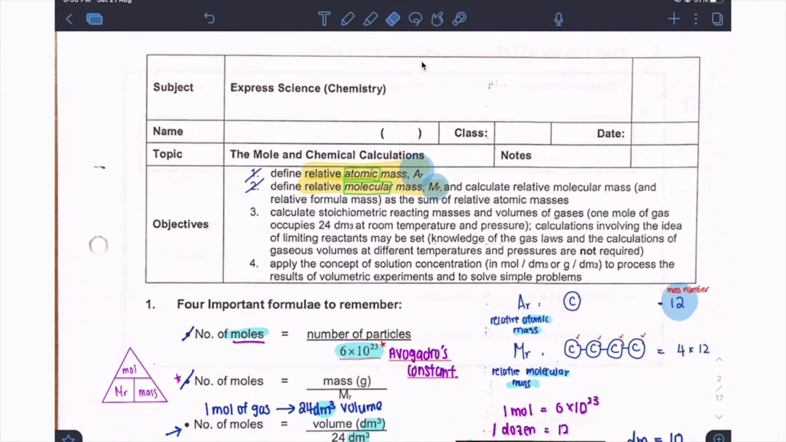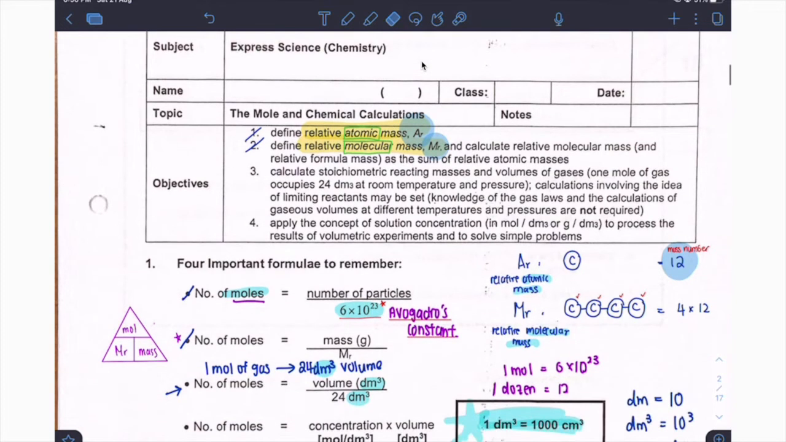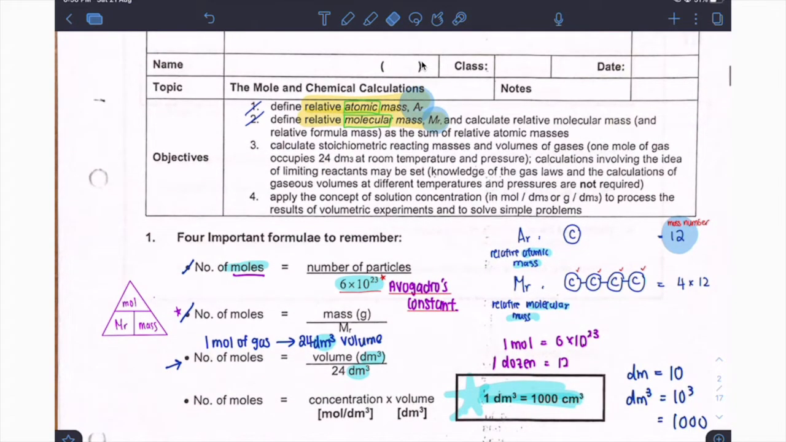Now, we have actually made a lot of headway in this chapter, but in case you forget, I'm going to do a little bit of recap first. And then today we will be tackling the last part of this chapter. We are going to be learning how we derive concentration.